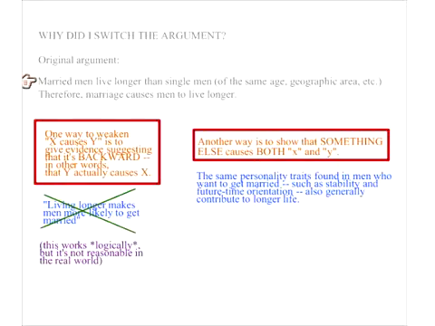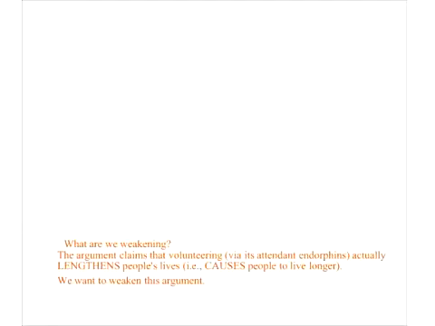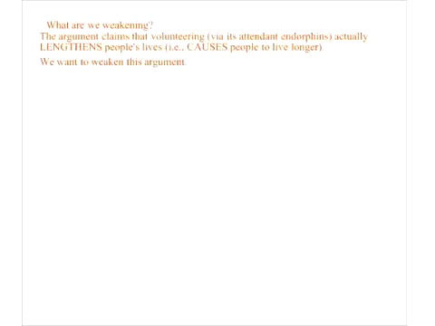Okay, let's go back to the original problem. So the original problem says that volunteering, let's go to the next page. The original problem says that volunteering lengthens people's lives. So the argument says volunteer causes long life. Remember that there are two ways to weaken a statement like this. Here they are from the other slide.